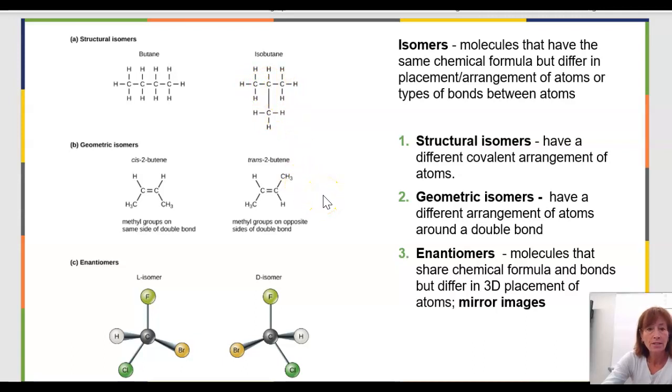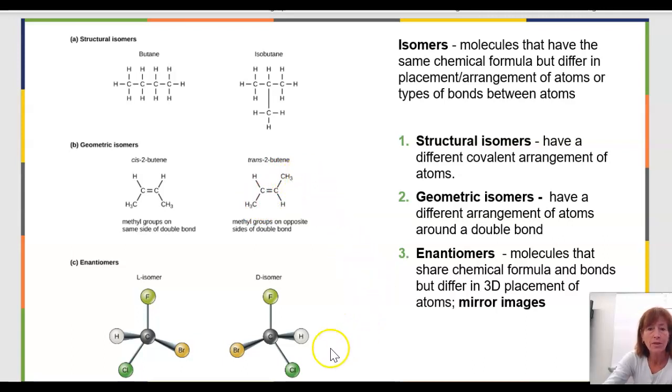Here's that cis and trans idea again. And if you notice on here, it says methyl groups on the same side of the double bond. So methyl groups are this right here. This is called a methyl group. CH3, CH3, CH3. Those are methyl groups. We're going to see those in larger structures too.